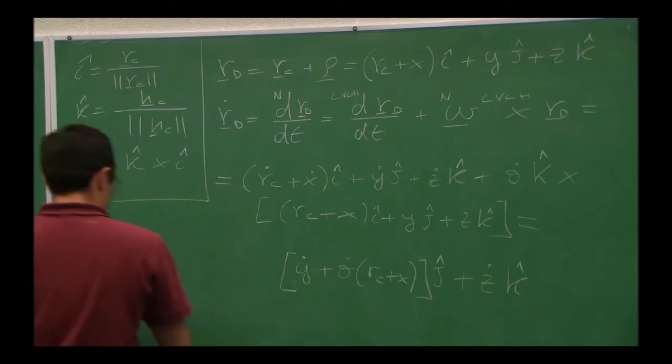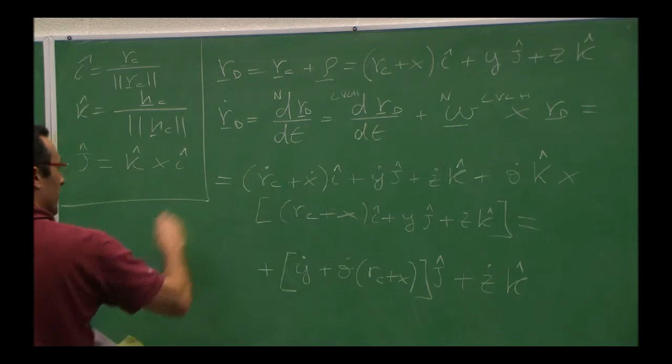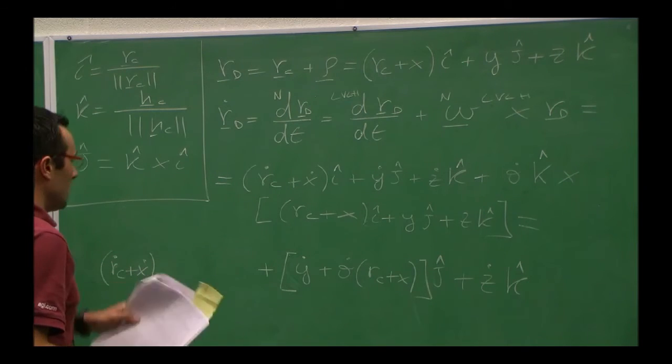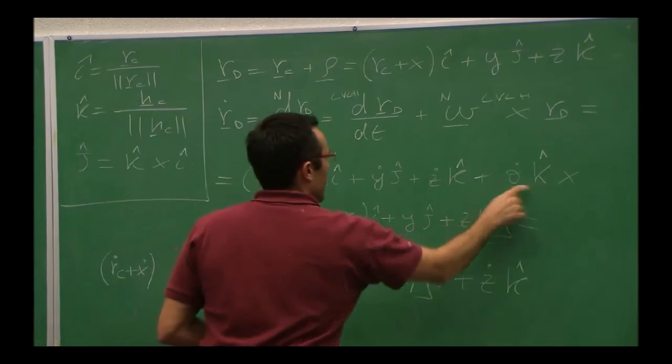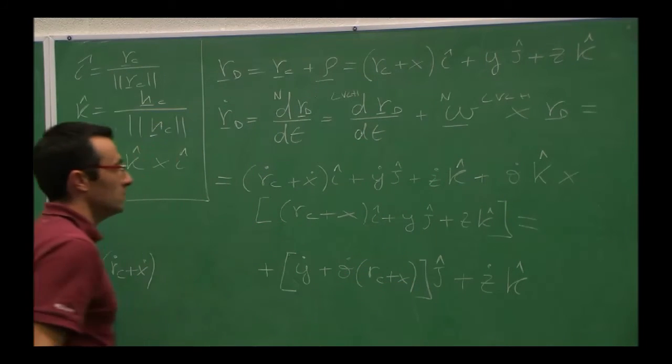Really doesn't change anything. Now I have the additional term here. I had already R_C dot plus X dot. What is K crossed with J?